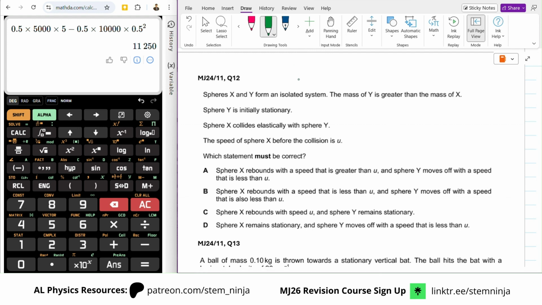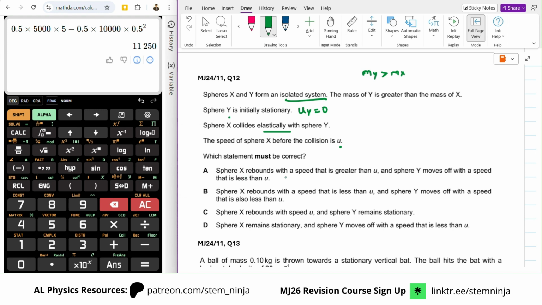Sphere X and Y form an isolated system. Again, that means the principle of conservation of momentum can be applied. Mass of Y is greater than the mass of X. Sphere Y is initially stationary, so Uy is 0. Sphere X collides elastically with sphere Y, which means kinetic energy is conserved. The speed of sphere X before the collision is U. Which statement must be correct?